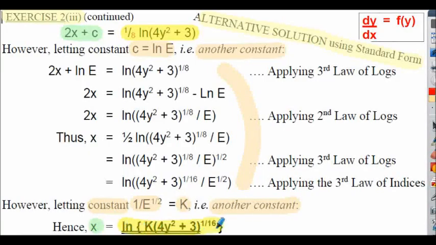as stated here. If you find this particular part of the solution difficult to follow, you won't be alone. Most technician engineering students do find the application of the laws of logs and indices quite problematic. So just an alternative solution to that shown previously.